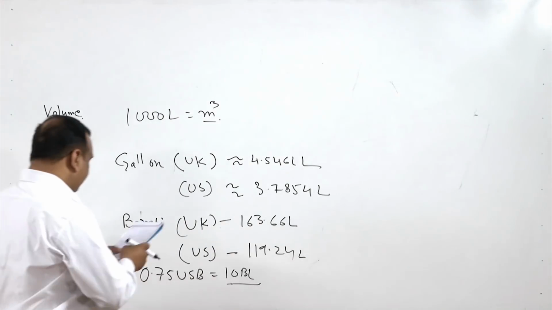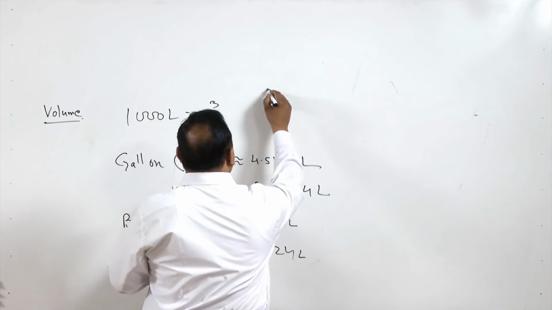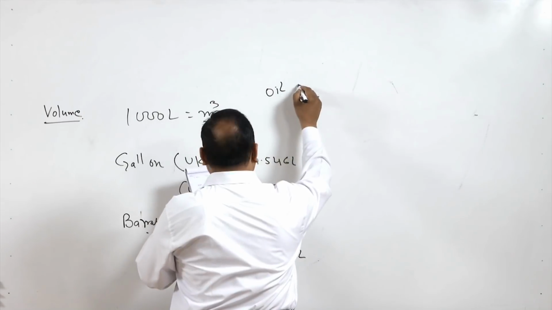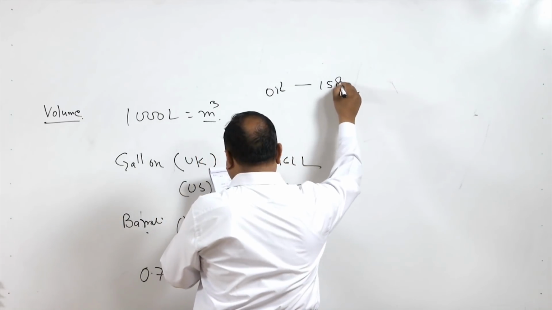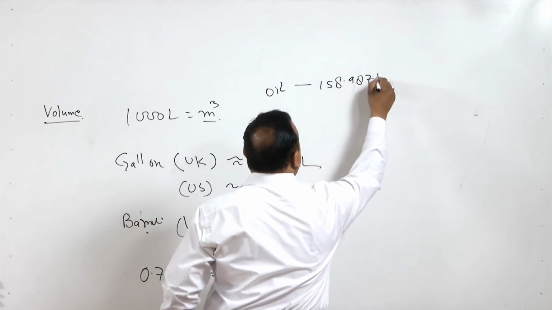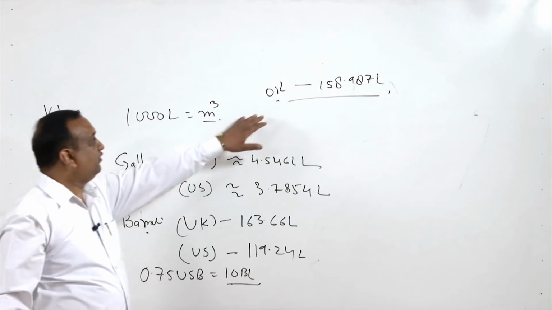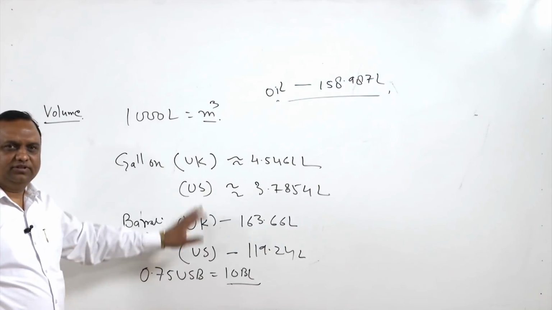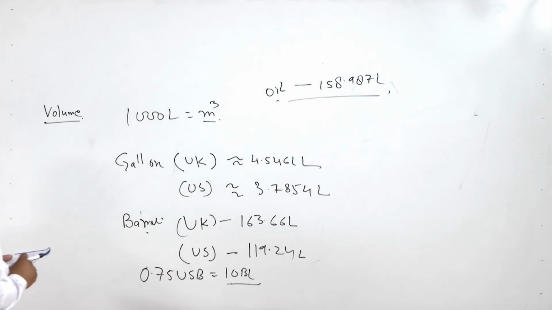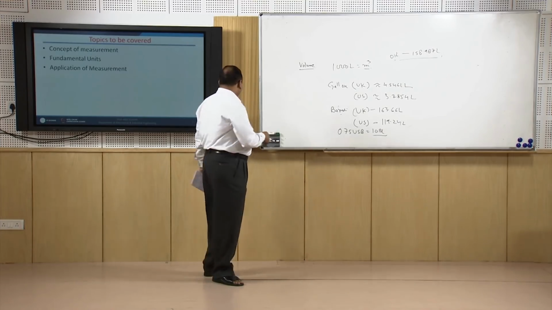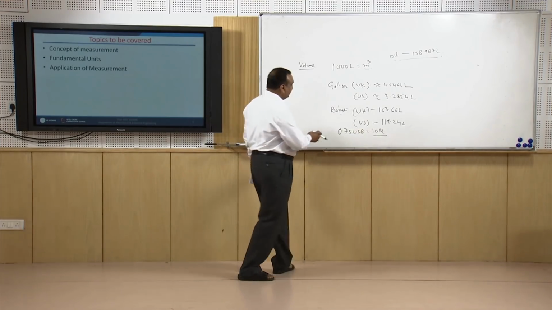So oil barrel is 158.987 liters. So 75% of the oil barrel is US barrel. So these are units which are still frequently used in international market, and as an engineer we have to be conversant with these units.